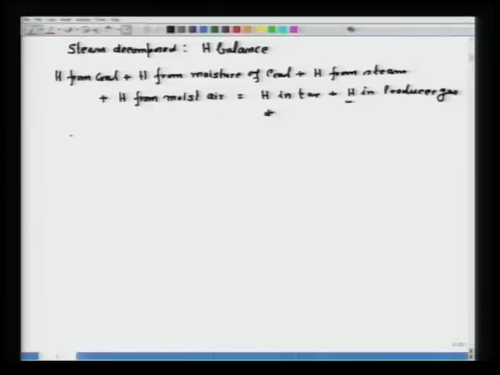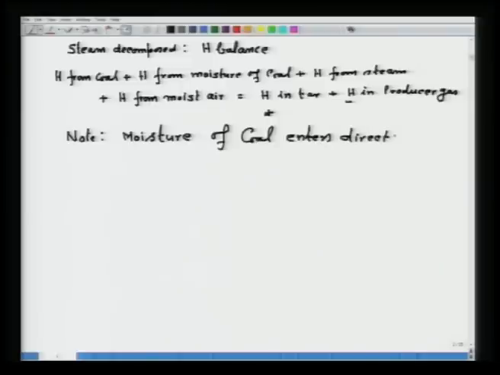While performing H balance and calculating steam decomposed, you have to take note of the following important aspects of gasification. Say, moisture of coal enters directly into producer gas, that is one important thing.